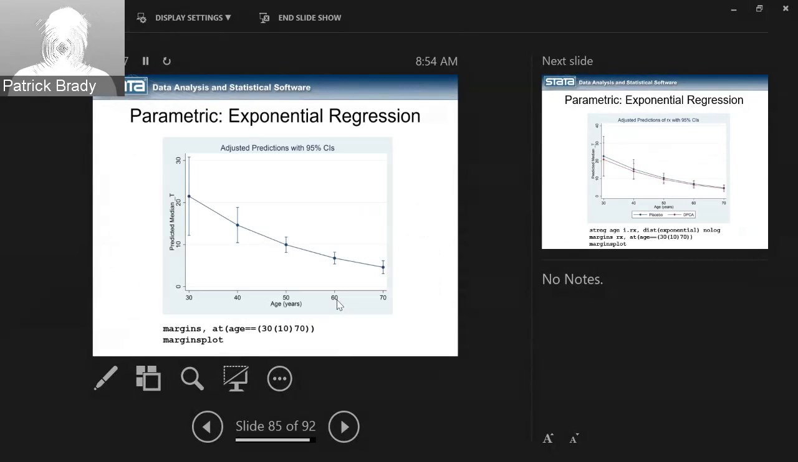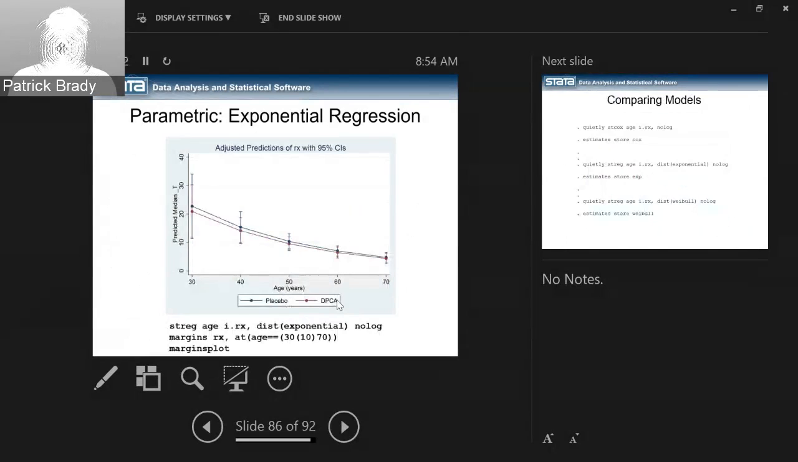The margins command works after just about any command in Stata to do predictions from your model. So whatever covariates went into your model, you can then calculate the predicted outcome, whether it's median time or whatever, based on, if you have continuous variables, you can say at certain points on the continuum, or if it's a categorical variable like sex or treatment or whatever, it will do that by separate groups. So if I had treatment here, which would have been, actually I did.